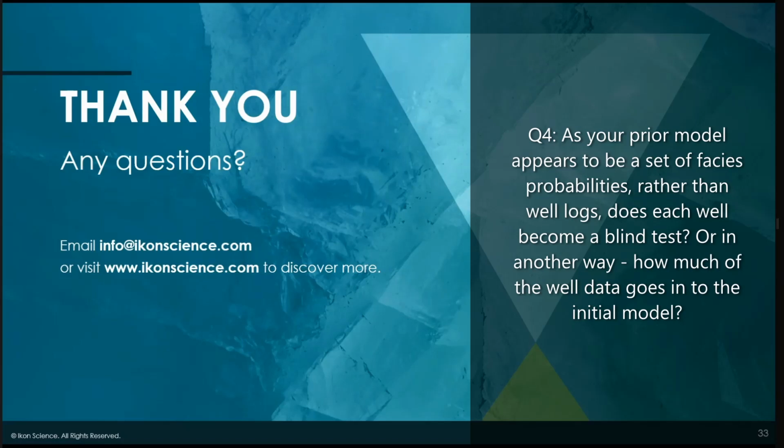As your prior model appears to be a set of facies probabilities rather than well logs, does each well become a blind test? Or in another way, how much of the well data goes into the initial model? Yes, that is a really good question. The prior model is basically defined as a function of facies. That's exactly right. With those probabilities, you put the errors on the elastic properties per facies.